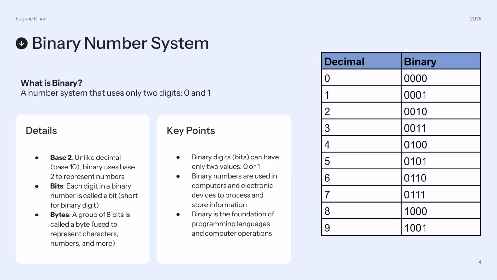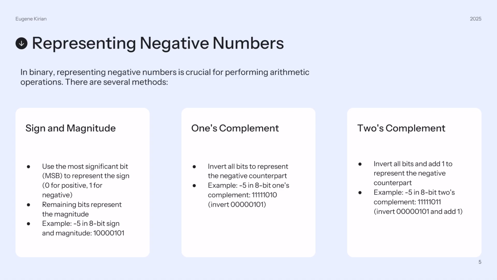A few important details to note. Binary uses base 2, unlike the decimal system you're used to, which is base 10. Each digit in a binary number is called a bit, and a group of 8 bits forms a byte, which can represent characters, numbers, and more. When working with binary numbers, representing negative numbers is crucial for performing arithmetic operations. Let's explore 3 common methods.